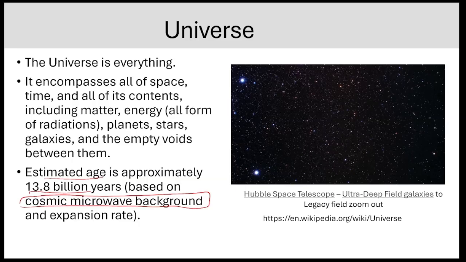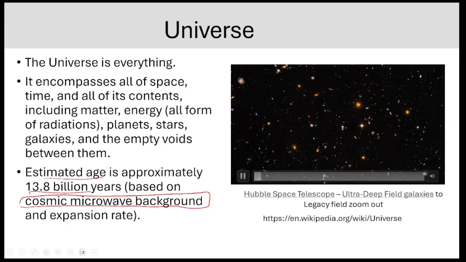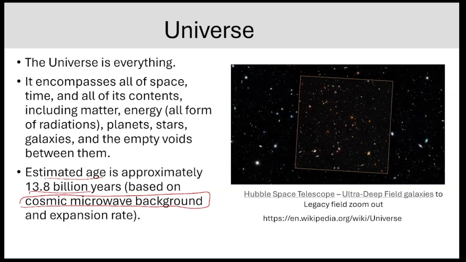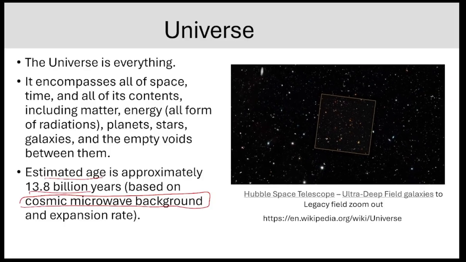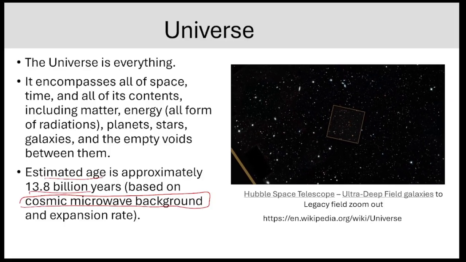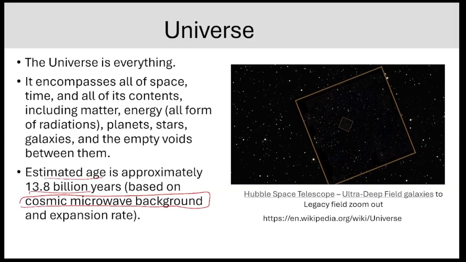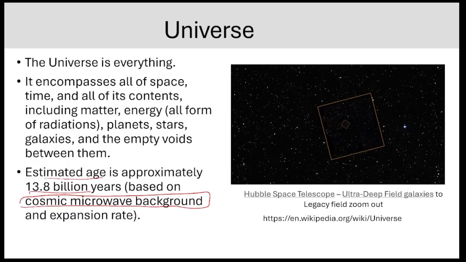Furthermore, images from space telescopes like the Hubble Space Telescope, especially the ultra deep field images, reveal that even a tiny patch of sky contains thousands of galaxies, and each of these galaxies contains billions of stars. This shows the unimaginable scale and richness of our cosmos.